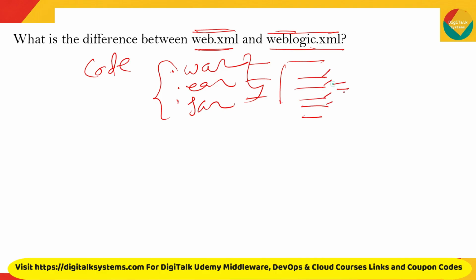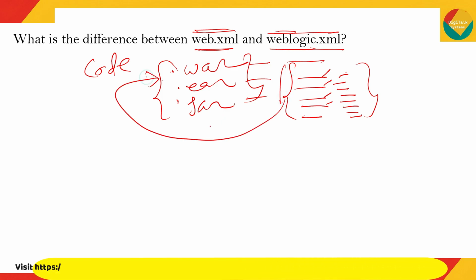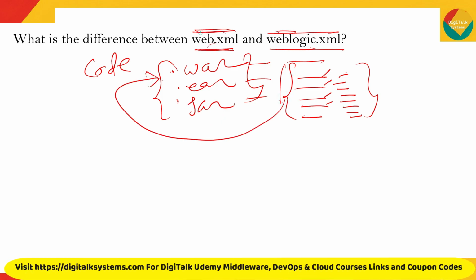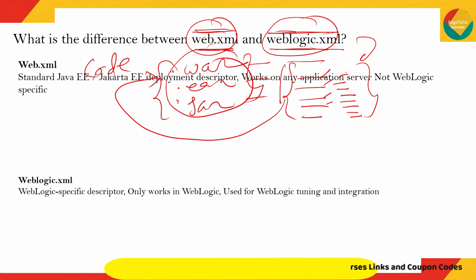We have some specific directories, then you have specific content, code files inside the directories. There is a structure of the code that we zip in the WAR, EAR or JAR file. So web.xml and weblogic.xml are both part of these code files. But what is the difference between weblogic.xml and web.xml?